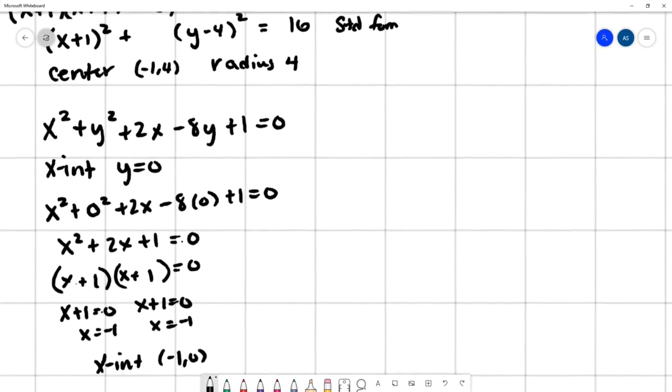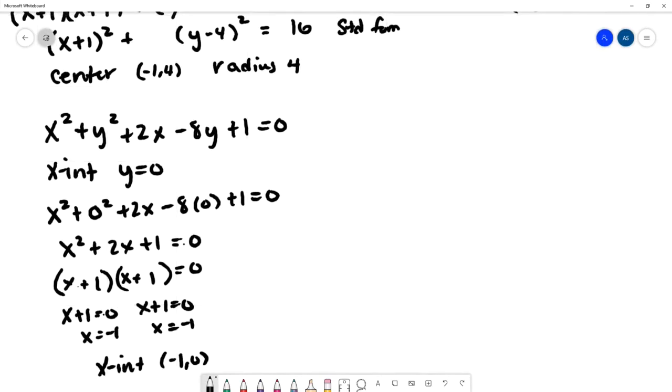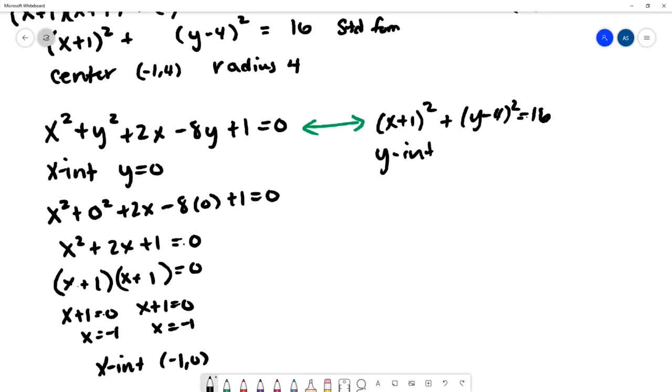Then I'll find my y-intercept using the standard form. (x plus 1) squared plus (y minus 4) squared equals 16. So remember, these two equations are the same equation, just in different formats. So you can use either one of them to find the intercepts. So we're going to look for the y-intercept. And you find a y-intercept by letting x equal 0.